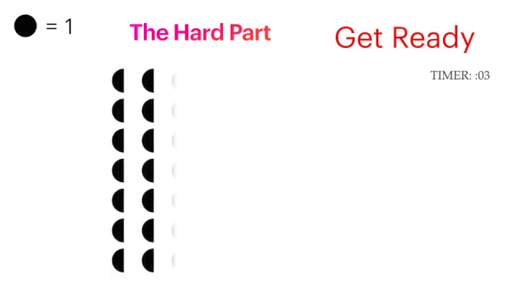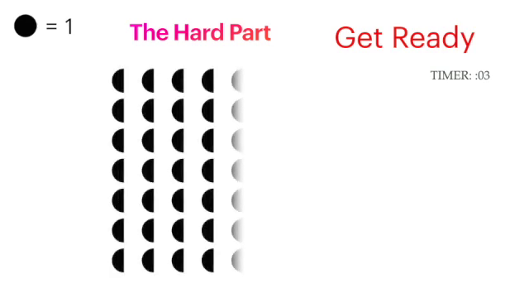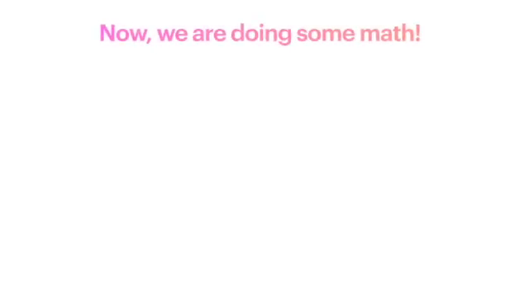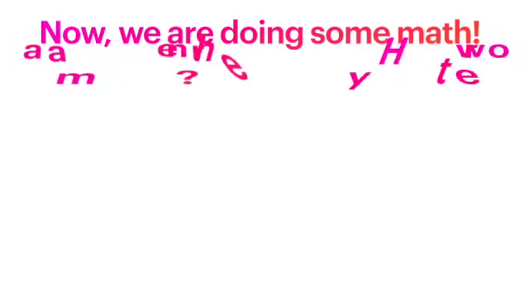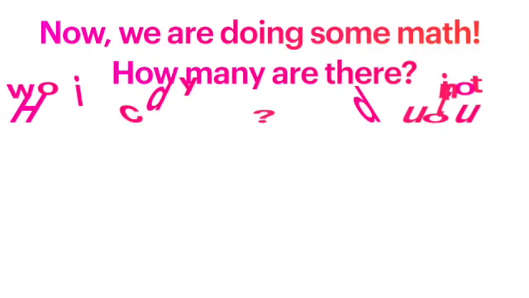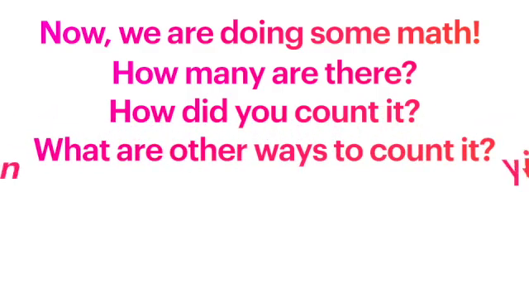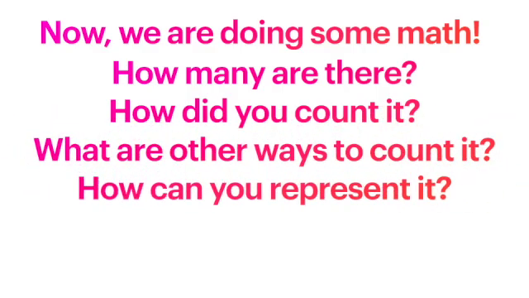Get ready because you're going to start writing down on that worksheet I gave you. Okay, you've got 3 seconds on the clock. A circle makes 1. How many are here? How many did you get? Okay, because now we're cooking with some math, all right? I'm going to ask you how many there are. I'm going to ask you how did you count it. I'm going to ask you what are some other ways you could count it. And I'm going to ask, how can you represent that mathematically?